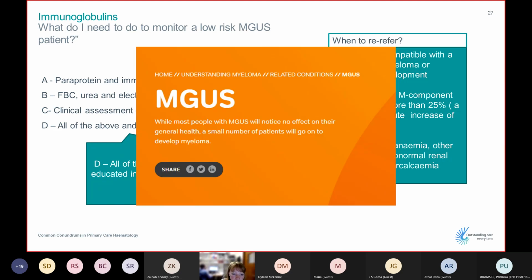And I've just put here a screenshot from the Myeloma UK website, because they have an excellent section on MGUS, which has both online and downloadable resources for patients and medical professionals.